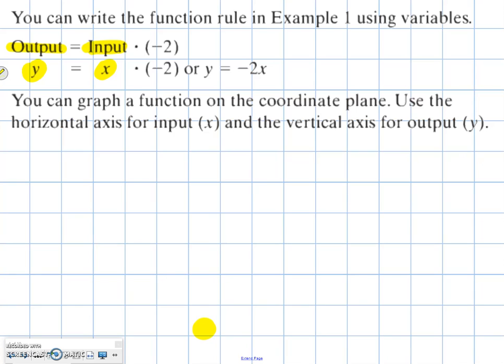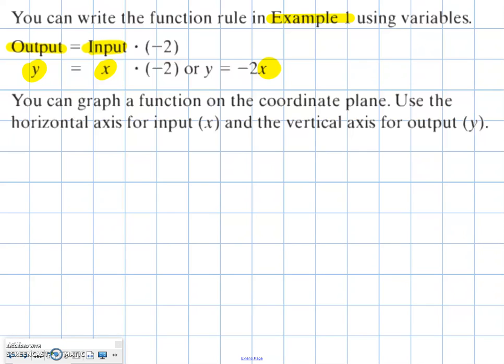So here's what that is going to look like when we earlier did example 1 and had output equals input times negative 2. We're going to rewrite it and change it as y equals x times negative 2. It looks like that when you condense everything together. Y equals negative 2 times x, or the output equals negative 2 times our input.